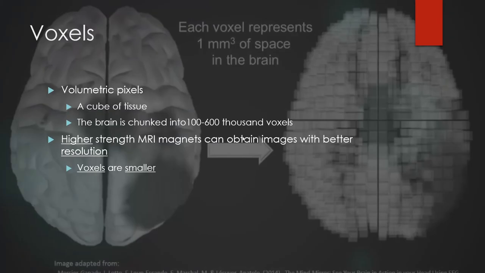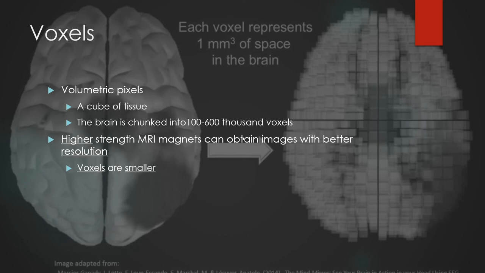And this is important. It's acquiring these signals in these little chunks all at a time that are called voxels. They're just volumetric pixels. So it's like a pixel that you have on a computer, but it's 3D. And the sensors are picking up a signal in individual voxels. And so they're measuring the proton's relaxation in all of these different points.